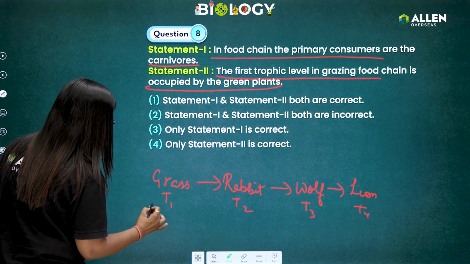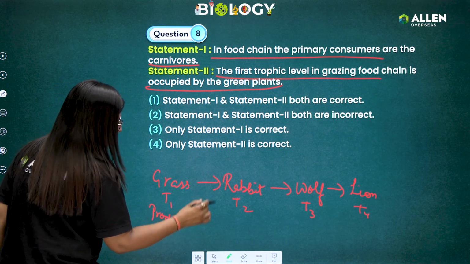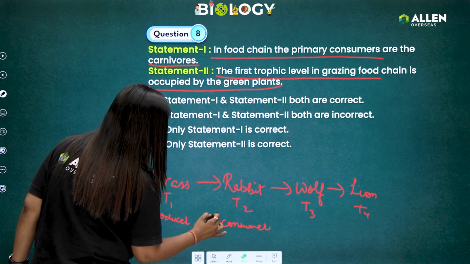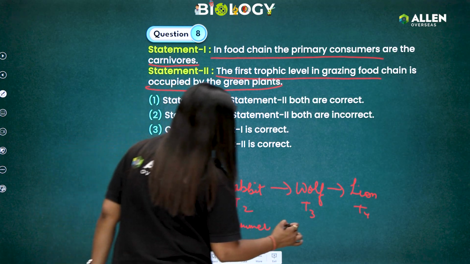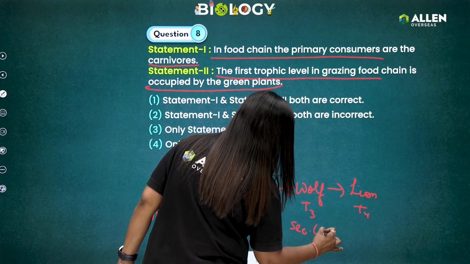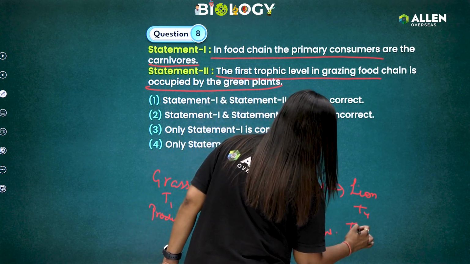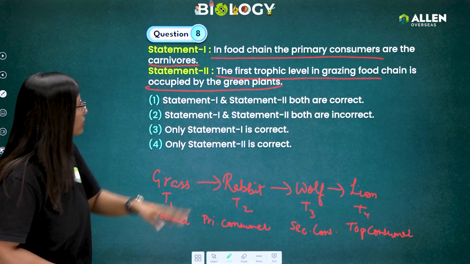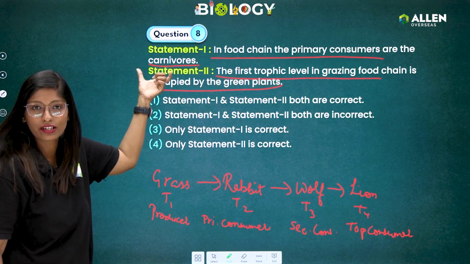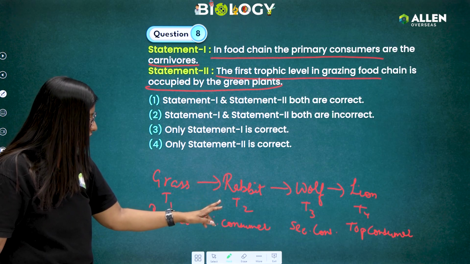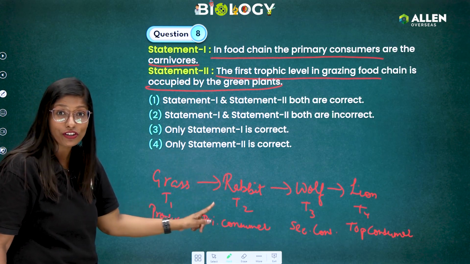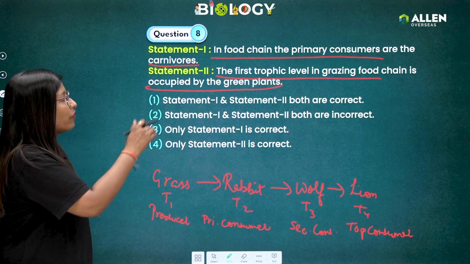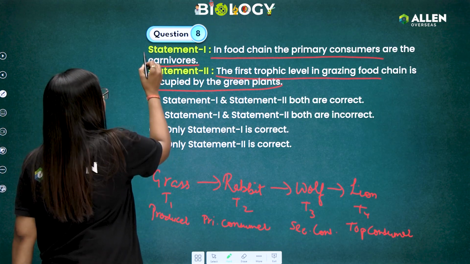Now if I talk about the T1, we have producers. Then we have primary consumer. Okay. Primary consumer. We have secondary consumer. And since lion is a top carnivore, so top consumer. Now here, if you will see the first statement, they have mentioned in food chain, the primary consumers are carnivores. Here, if you will check in this food chain, the primary consumer is not a carnivore, it's a herbivore, right? So in the T2 trophic level, in the primary consumer, you find a herbivore, not a carnivore. So this statement is wrong.